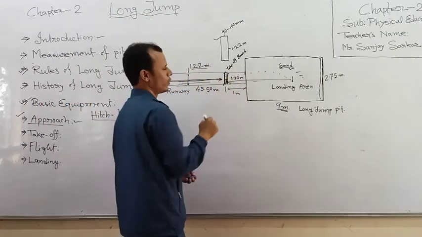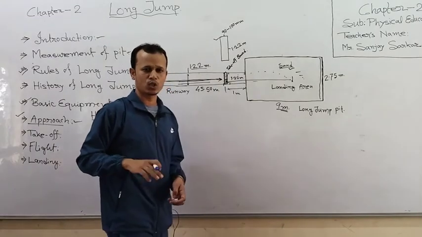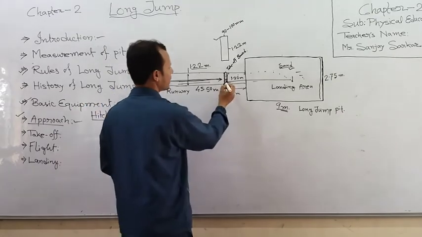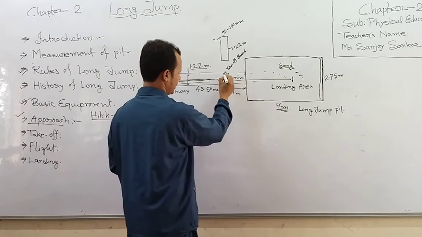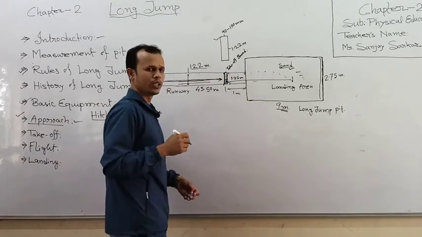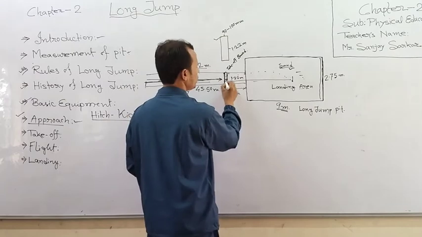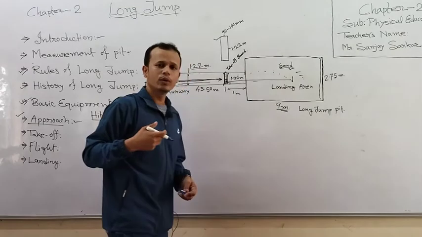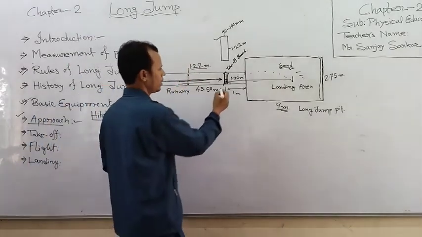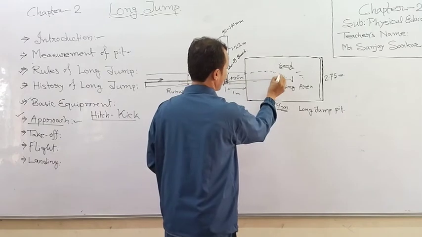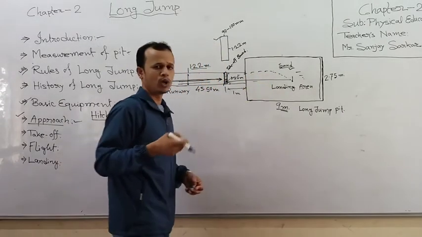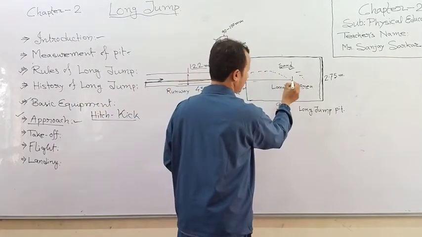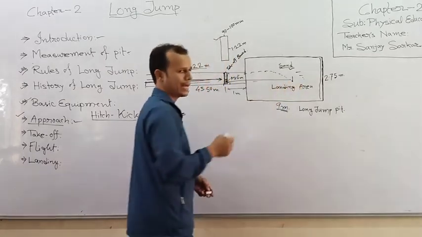at the takeoff board, when we push with our strong leg towards the air, that is called takeoff. We make the takeoff with our strong leg, and we push our body to the air. After that the flight happens, which means the portion when our body is in the air. Then the last point is landing.